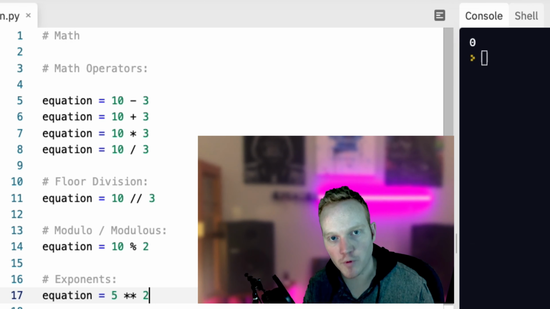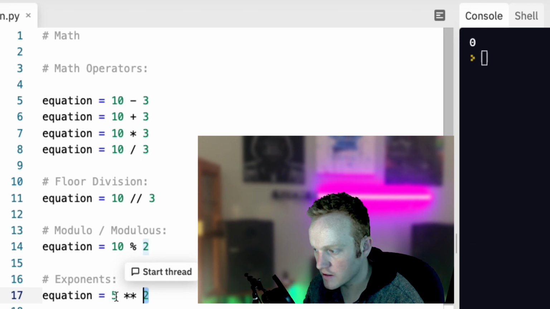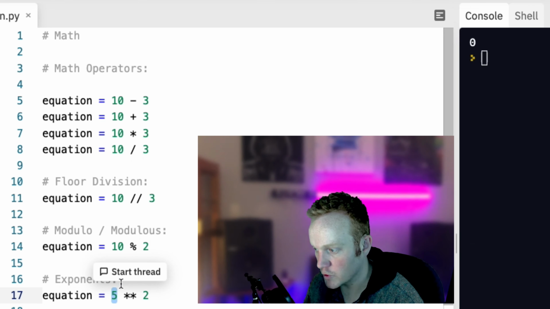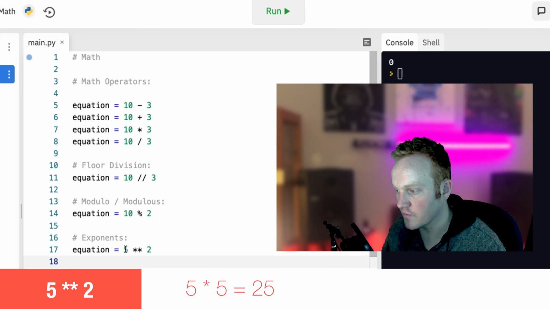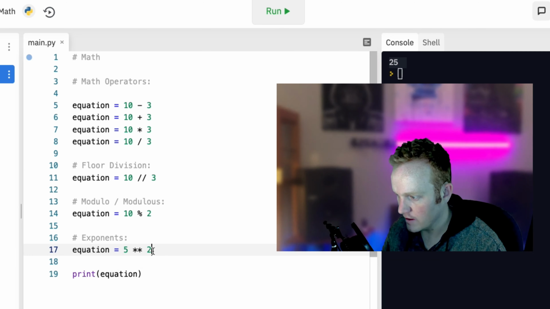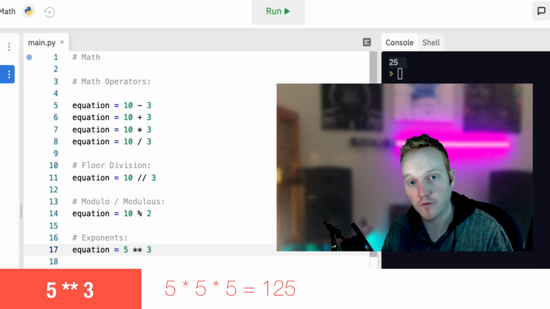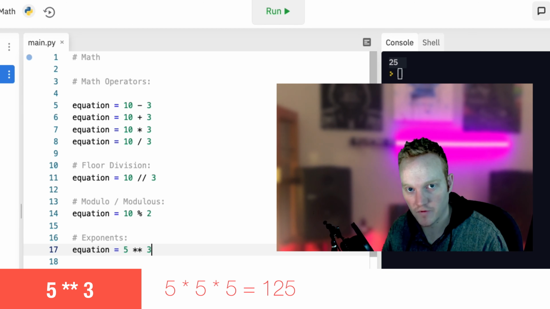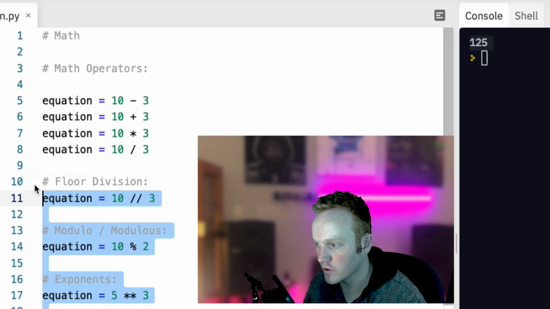If you don't know what exponents are, exponents is this number right here. We'll have a base number and then an exponent. The base number is getting multiplied to itself this amount of times. So 5 to the power 2 means 5 times 5. So 5 times itself 2 times is 25. And if I did 5 to the power of 3, that's 5 times itself 3 times. 5 times 5 times 5, which is 125. So exponents are really easy in coding. You can just do it like that.